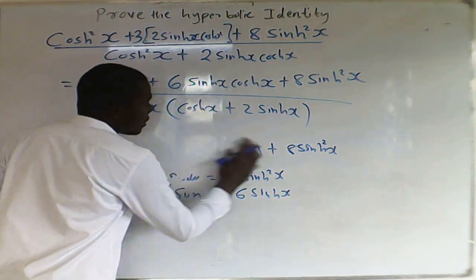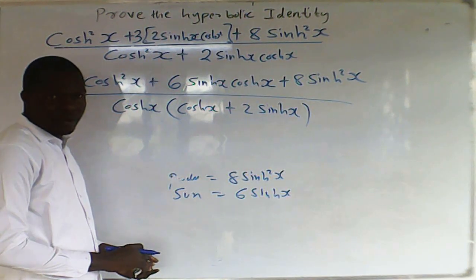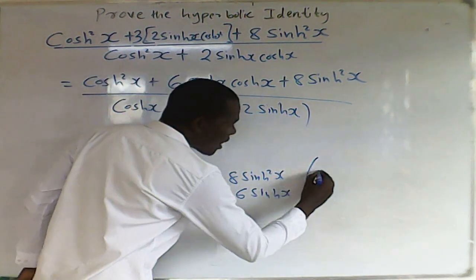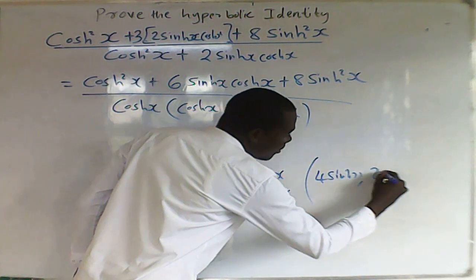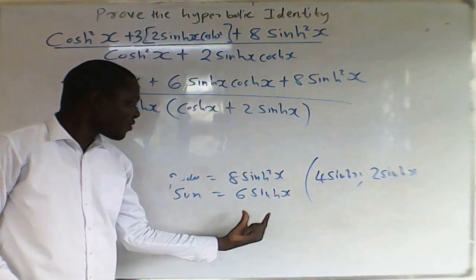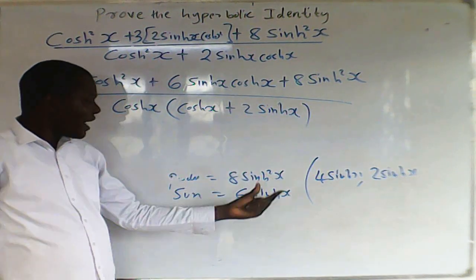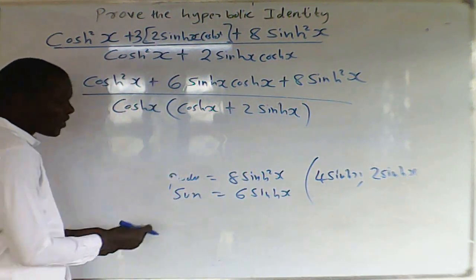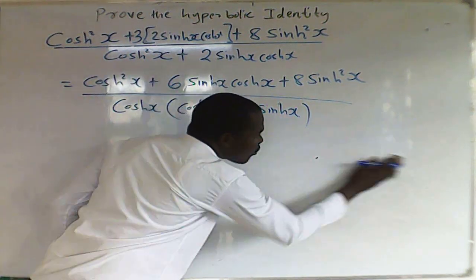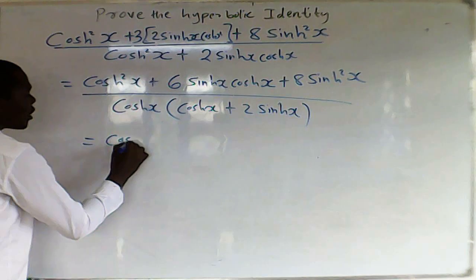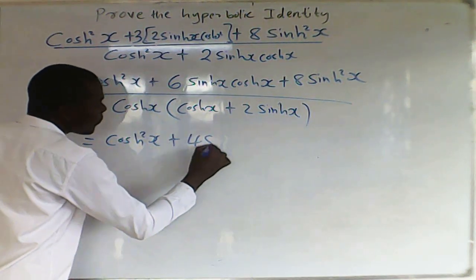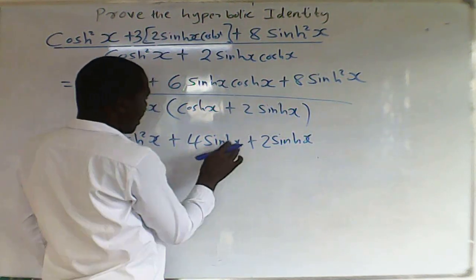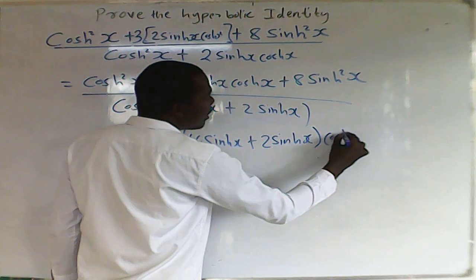Can you get them? 1, 4 and 2. Yes, you see that 1, 4 and 2. So the product here is 4 sinh x and 2 sinh x. If you add 4 sinh x and 2 sinh x, you get a sum of 6 sinh x, and 4 sinh x times 2 sinh x gives 8 sinh squared x. It is working out, isn't it? So if you factorize that numerator, you get cos squared x plus 4 sinh x cos x plus 2 sinh x cos x plus 8 sinh squared x.